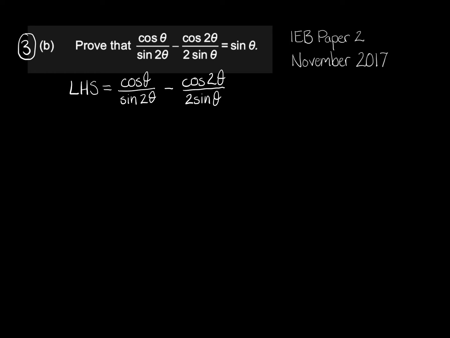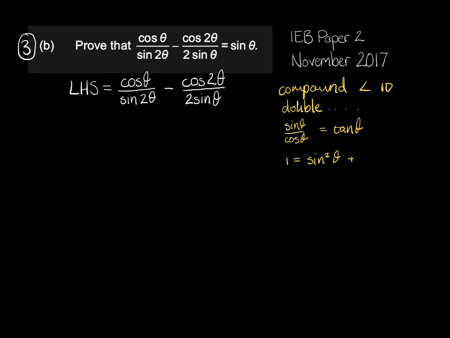The kinds of things they're looking to test in questions like this are your compound angle identities. Let's just write compound angle identities. We'll be lazy and write ID. We also have double angle identities. Then we also have the quotient identity, which is sine of theta over cos of theta equals tan of theta. And then of course we have our favorite one: 1 is equal to sine squared theta plus cos squared theta.